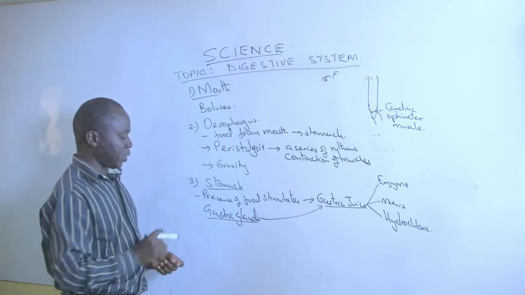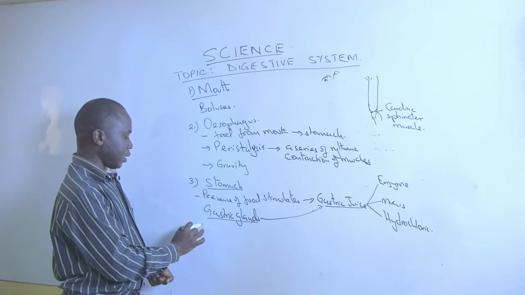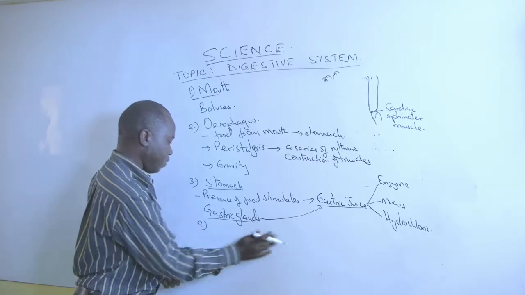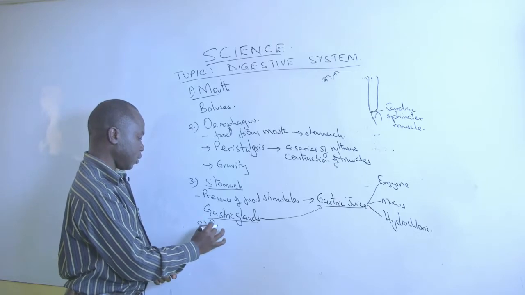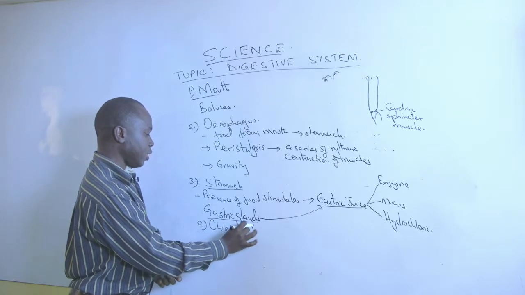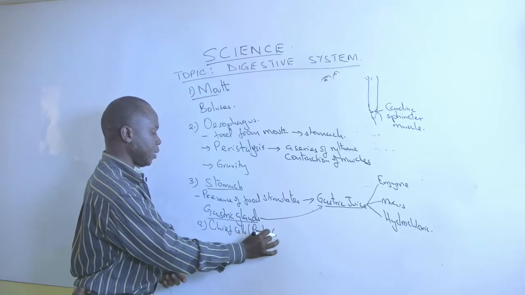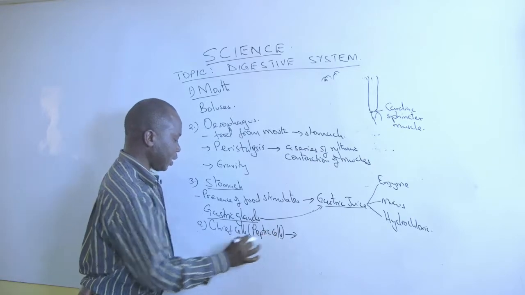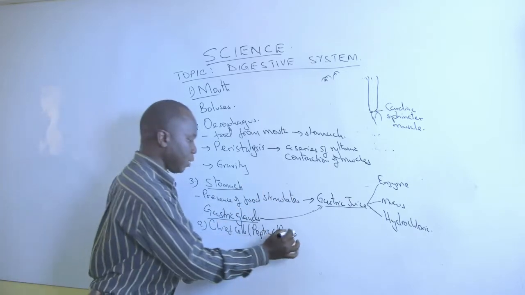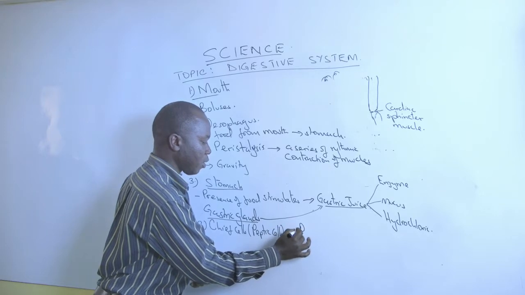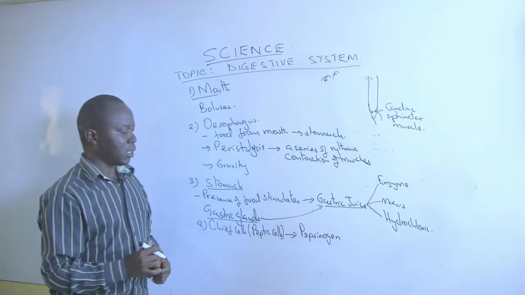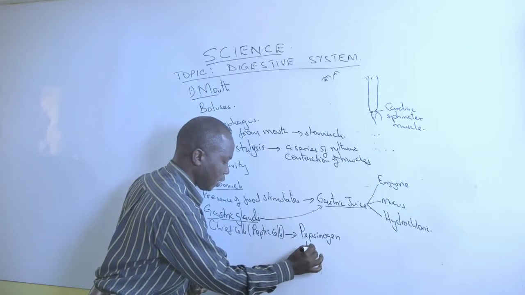But we have specific parts of gastric glands that secrete each of those components. For instance, we have cells in the glands called chief cells. Another name for chief cells is peptic cells. Peptic cells in the gastric glands are the ones that secrete an enzyme. That enzyme, in its inactive form, is called pepsinogen. This is an inactive form.